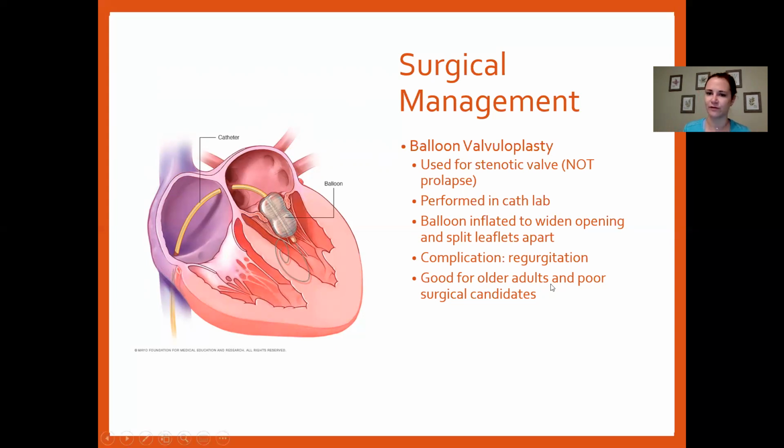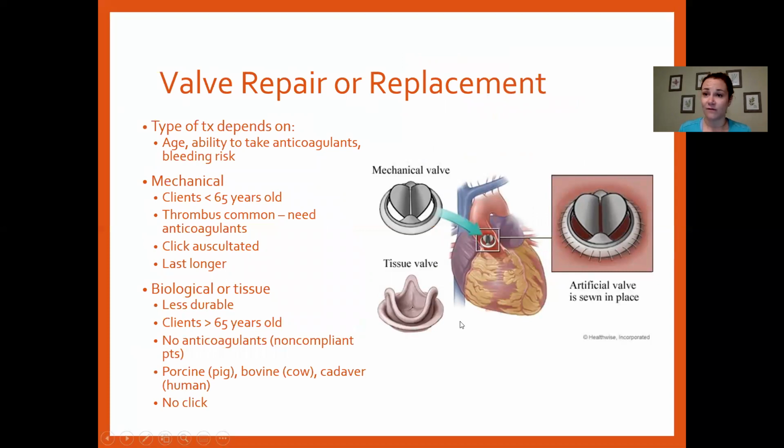But it is a good option for older adults and poor surgical candidates for like an open valve replacement. So if a patient isn't a good candidate for that, they have excess comorbidities and health problems, then this would be a good fix for them. Otherwise, we would just want to take that diseased valve out and replace it.